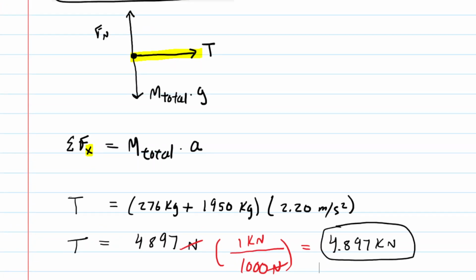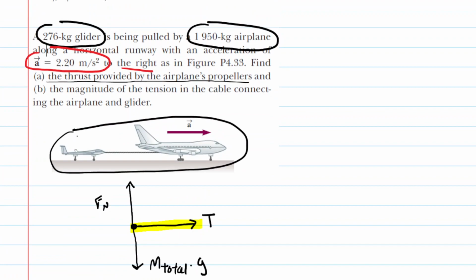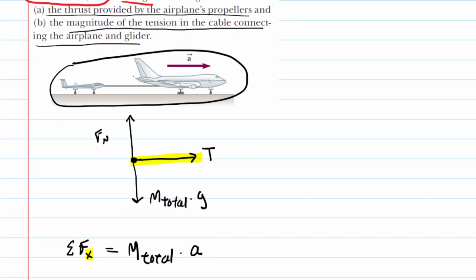Let's go ahead and look at part B. Part B asks us to calculate the magnitude of the tension in the cable connecting the airplane and glider. Now, if we look at the picture, the tension in that cable would be this force that's pulling the glider along to the right. So in this case, what we're going to do is just analyze the glider as our system. So we can come down here and we can set up another free body diagram, this time showing just forces acting on the glider.